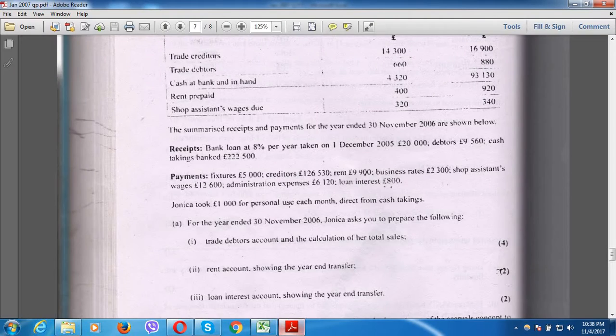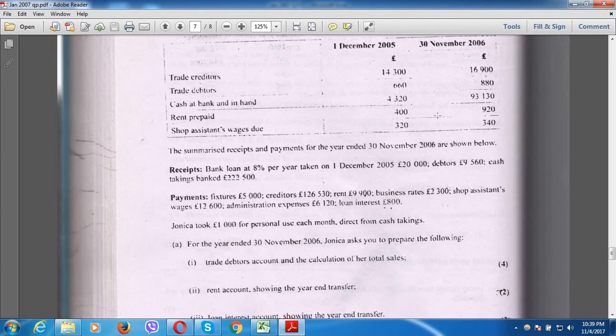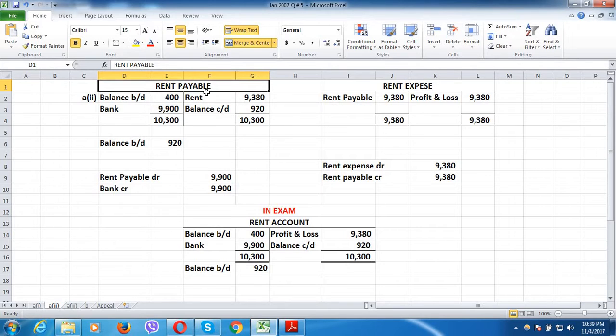In this question, the opening balance of rent prepaid means rent advance had been paid, and the opening balance of rent prepaid account is 400 and the closing balance is 920. First of all, I have prepared the rent payable account. You may ask why I have prepared the rent payable account. Why not the rent prepaid account?